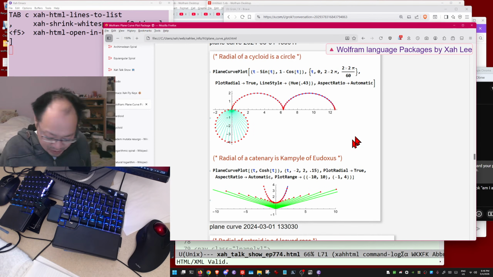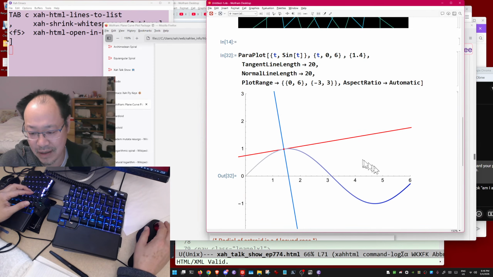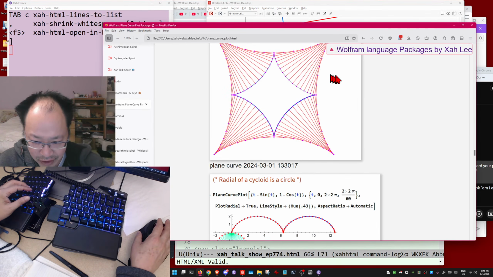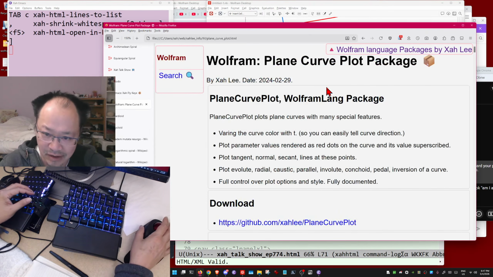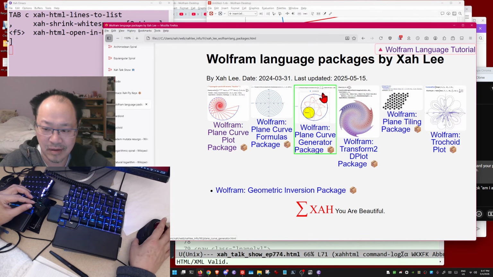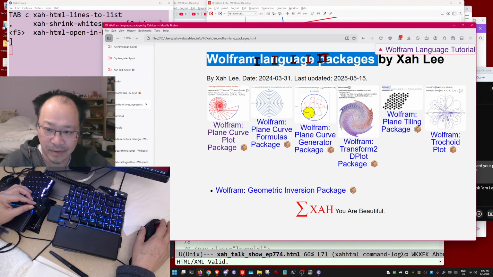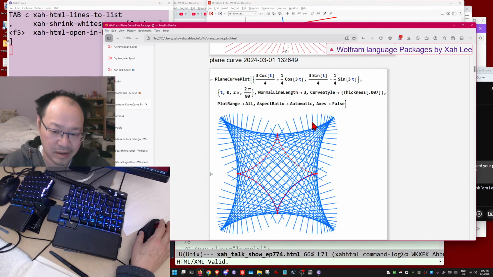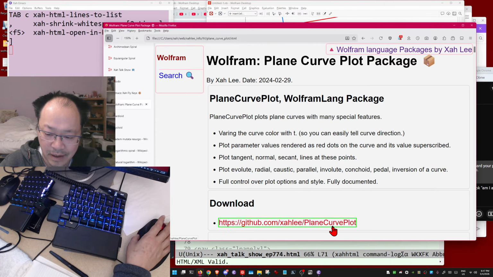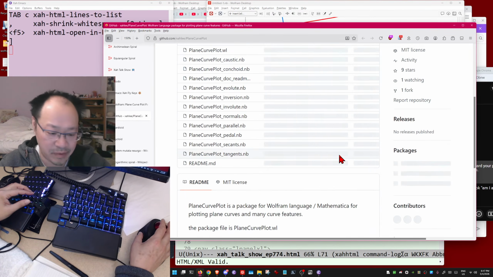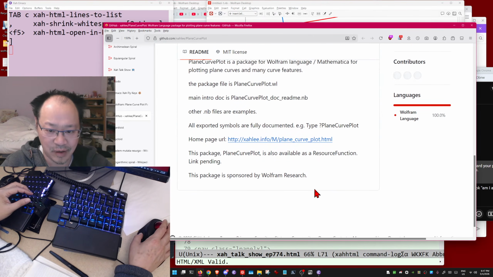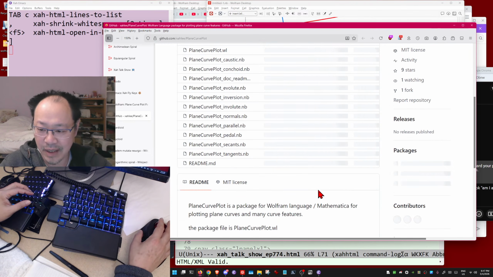Anyway, so we just talked about the properties of these features of this package. Again, you can get it. Just go to GitHub and search for Wolfram language packages by Xah Lee and the Wolfram plane curve plot package. You can get this package. It's on GitHub. And today we spent 70 minutes going over why this is interesting.